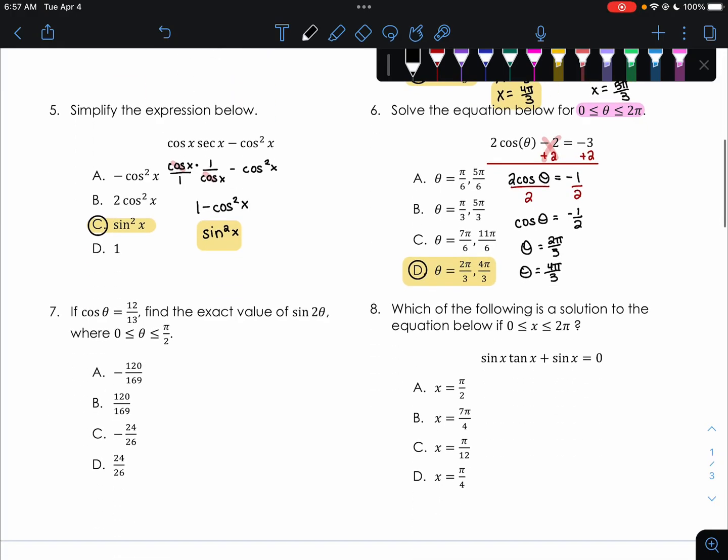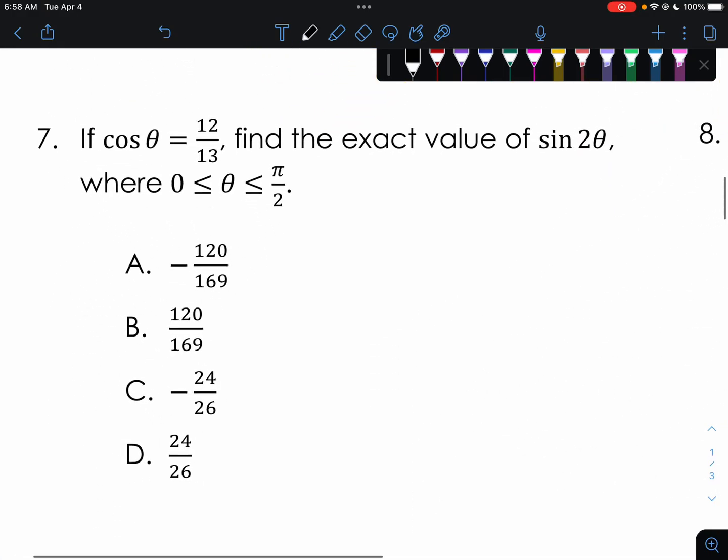Going on to number 7. So this one requires a little bit more work. If cosine theta is equal to 12 over 13, find the exact value of sine of 2 theta, where 0 to 2 pi is your domain restriction. So this right here is telling me that I'm only working within the first quadrant.